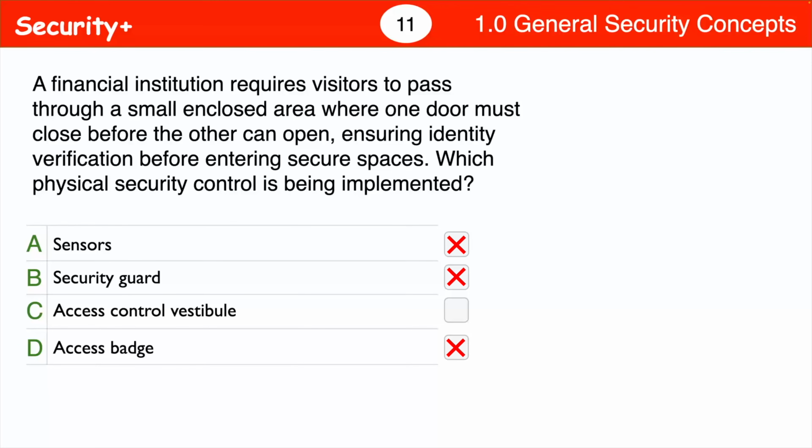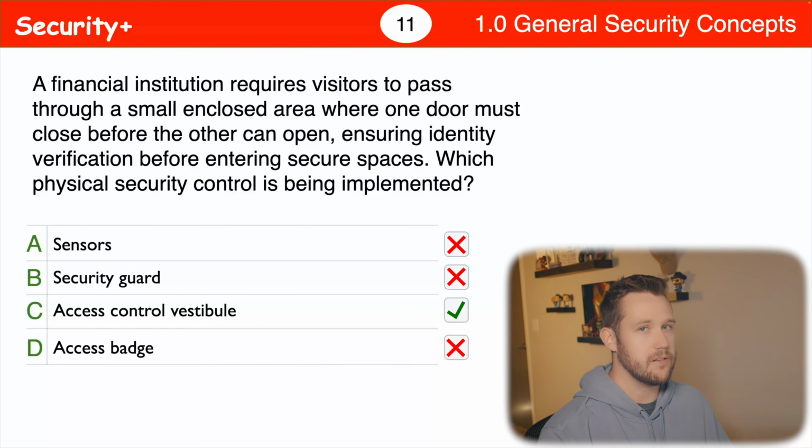And that leaves us with the answer, which is C, access control vestibule. This is another word, simply put, for a man trap, which enforces strict entry by requiring one door to close before another opens. It's popular in highly restricted areas, and it just adds another layer of identity and access verification. But anyway, be honest with me. Did you know what a vestibule was? Sounds like vegetable, but it's not.